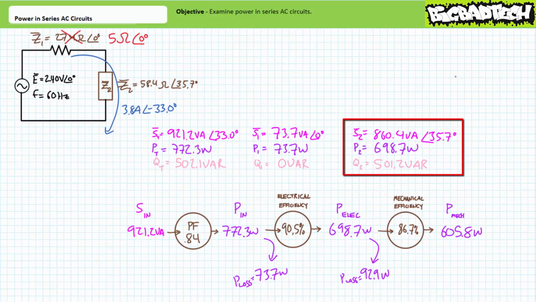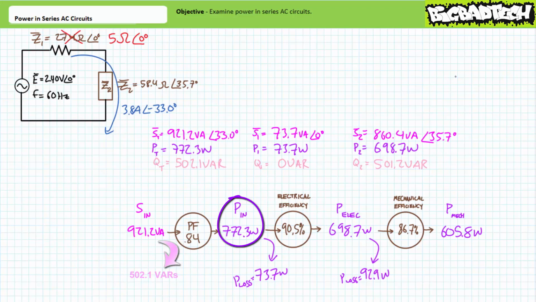Our electrical load will consume 860.4 volt amperes, of which 698.7 watts is directed towards real power and 501.2 VARs is directed towards a reactive interchange. 921.2 volt amperes of power enters the system, and a power factor of 0.84 removes reactive power from consideration. Real electrical power input to this system is 772.3 watts, of which 73.7 watts is considered a loss by Z1. 698.7 watts arrives at our electrical load Z2.